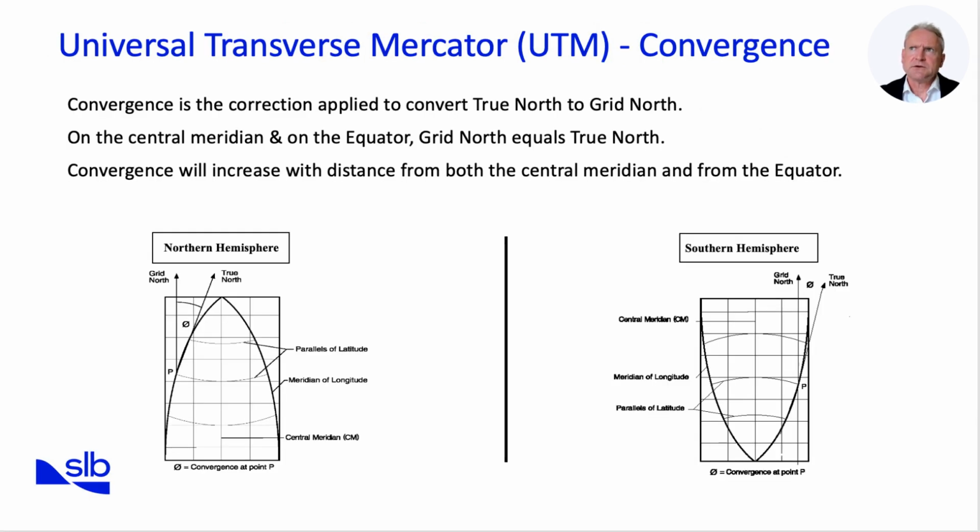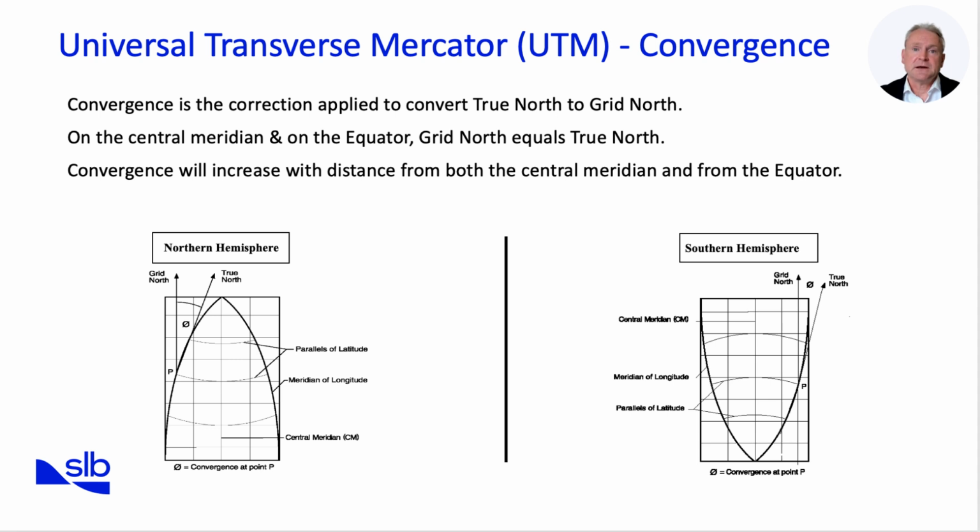Another concept we must address is convergence, the angular difference between grid north and true north. At the central meridian of a UTM zone and along the equator, grid north aligns perfectly with true north. But as you move east or west of the central meridian or away from the equator, the difference grows. This matters because geological targets are often defined relative to grid north, while directional surveys may reference true north or magnetic north. Without correcting for convergence, your well path could drift away from the intended trajectory.